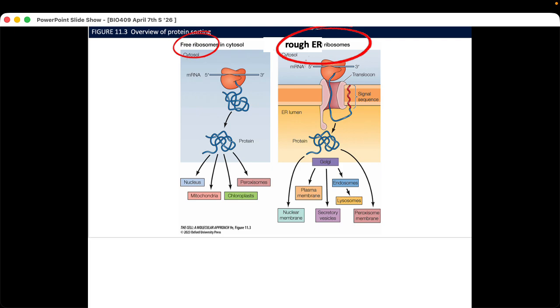Almost all the plasma membrane proteins are synthesized in the rough ER. And so where's the location of newly synthesized PGF receptor? It's in the membrane of the rough ER. And then it's going to get delivered to the cell membrane.